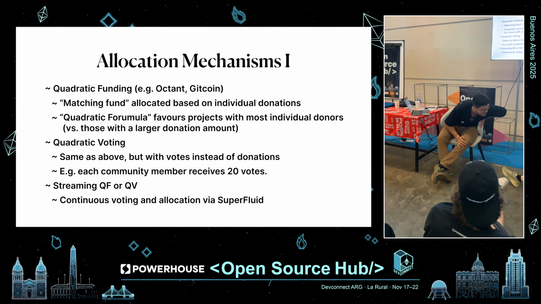May I ask a quick question? What's the logic behind this quadratic formula, which favors individual donors? Because in the end, it could match up, right? You can get the same amount from five larger donors. What's behind it?